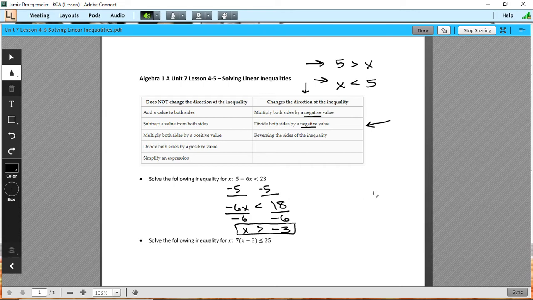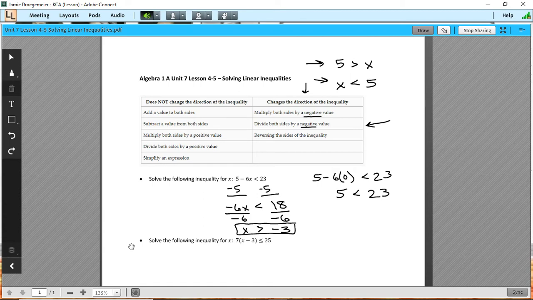Now you can also check your work on these. Since we said x can be anything greater than negative 3, I can plug in a value for x that's greater than negative 3 and see if it makes that inequality true. The easiest one to do in this case is 0, which is greater than negative 3. So if I plug in 0 for x, I would get 5 minus 6 times 0, which is just 0. So 5 minus 0 is 5, and 5 is less than 23. So it looks like that is a good solution for us: x is greater than negative 3.